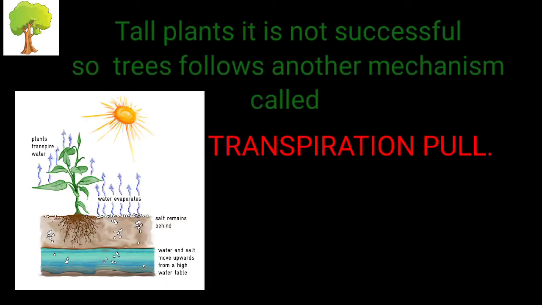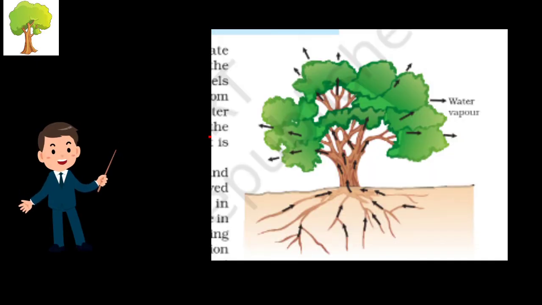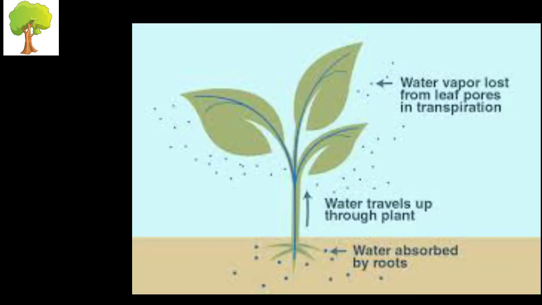But in tall plants it is not successful. So tall plants follow another mechanism which is called transpiration pull. First of all, what is transpiration? Transpiration is the loss of water molecules through the aerial parts of the plant, and these parts have less water in them now. After transpiration there will be less water.